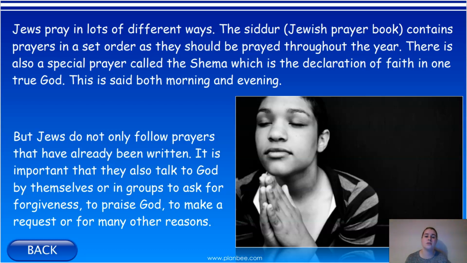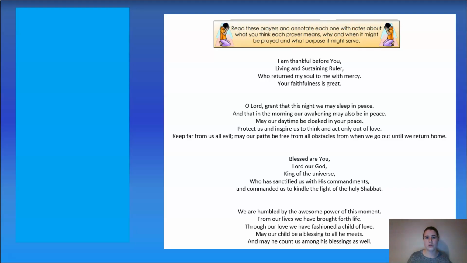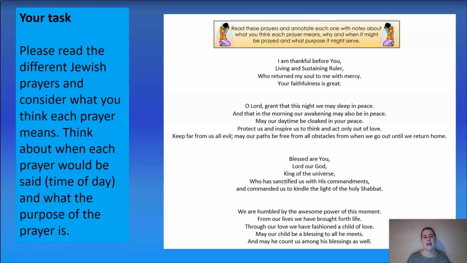Okay, there are lots of different reasons, but it doesn't mean that they just pray from the specific prayers written in the book. It's important for them to connect on their own personal level as well. Same with any faith. You're always going to sit there and pray for a multitude of other things that aren't in your holy book. So your task for this lesson, okay, is I would like you to read these prayers.